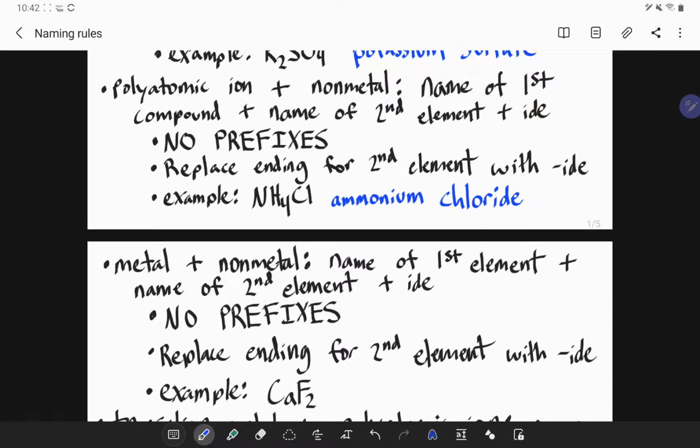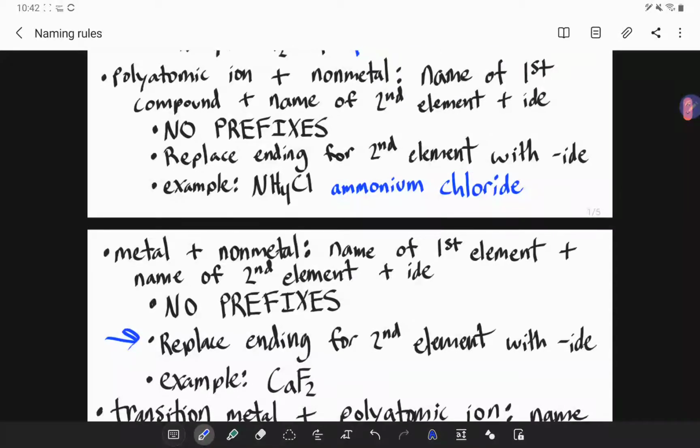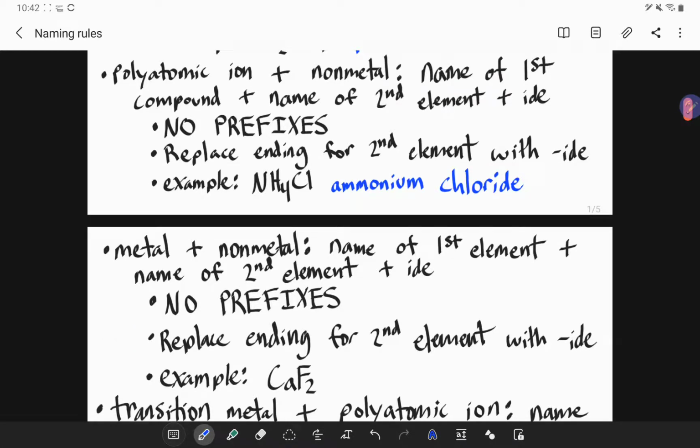Next, we have a metal bonded to a nonmetal. So still an ionic compound, so no prefixes. And then we are going to replace the ending of the second element with IDE. So really pretty similar to that last question that we just solved. So here we've identified this right here is calcium. Ca is calcium, so I'm going to write that down.